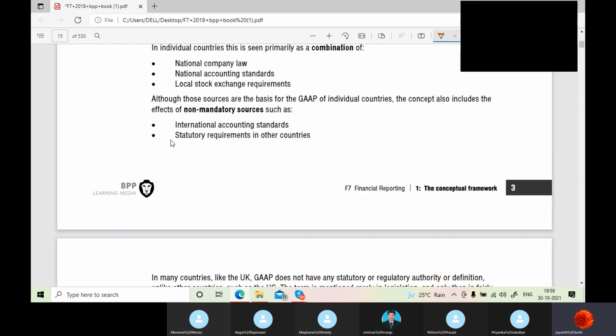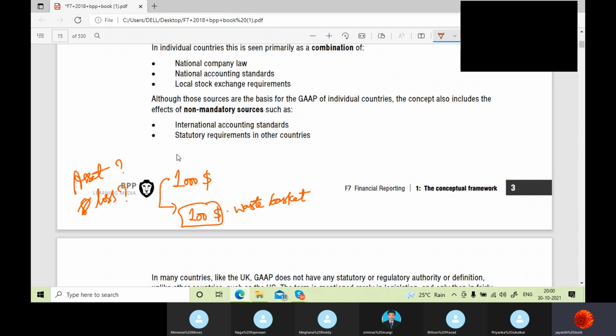See what happens in principle based system and rule based system. See, you bought a basket for $1,000. Now that basket has become a scrap. It is now $100 worth. Okay? It has become a waste basket now. So what happens is, now this has to be shown as an asset or a loss. That has to be decided.